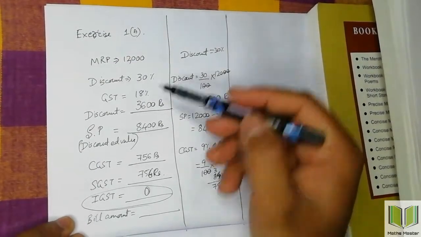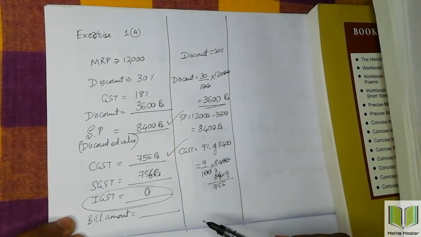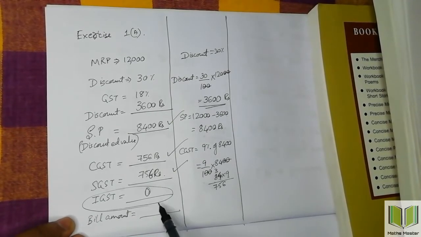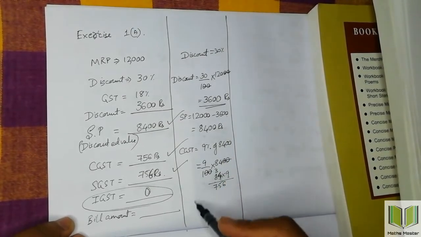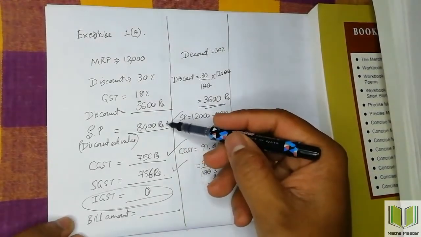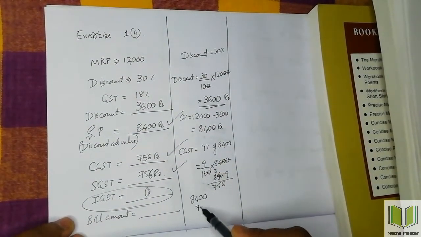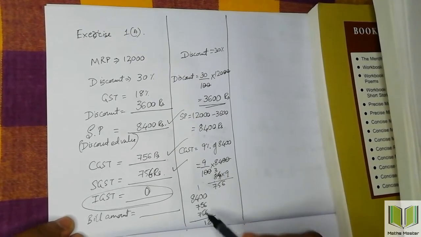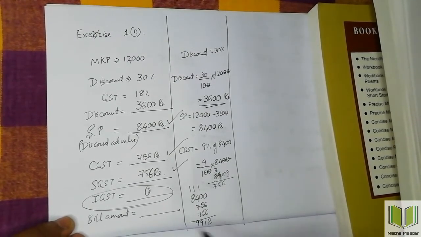Now we have the selling price at which the item is purchased, with CGST and SGST to be added. IGST doesn't come into the picture because this is not interstate but intrastate; the transaction is happening within the state. So the bill amount will be the sum of the discounted value, CGST and SGST, which is 8,400 plus 756 plus 756, which will be equal to 9,912 rupees.